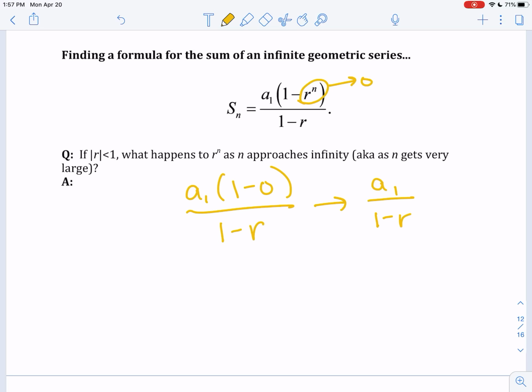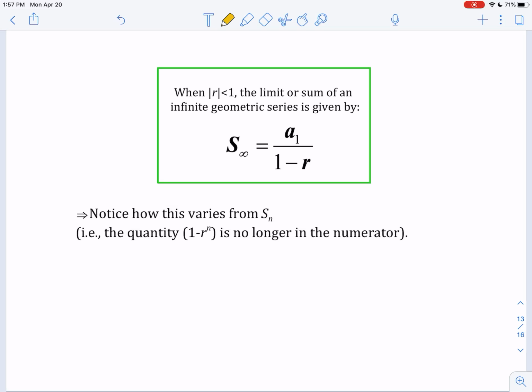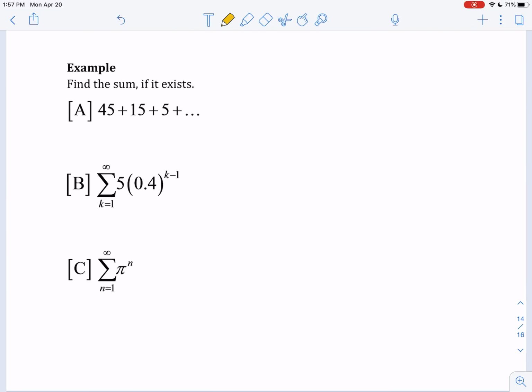Okay, so my formula here, and this is the last one I'd like for you to write down, is S sub infinity is just the first term all over 1 minus r, okay? And notice that this is actually simpler than the S sub n equation, right? Okay, try a couple examples here.